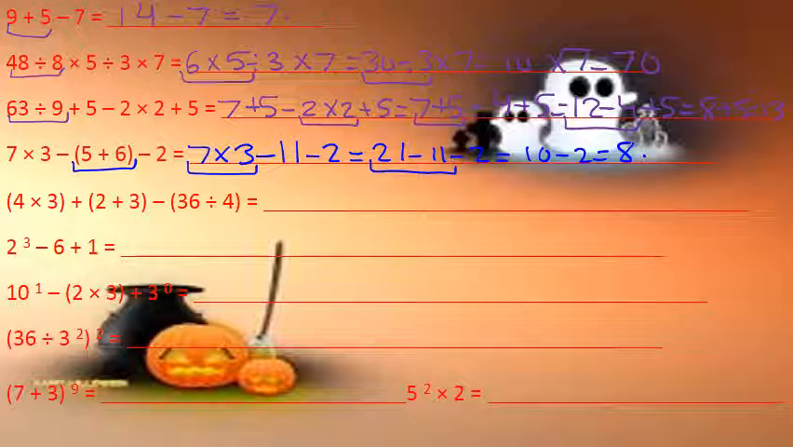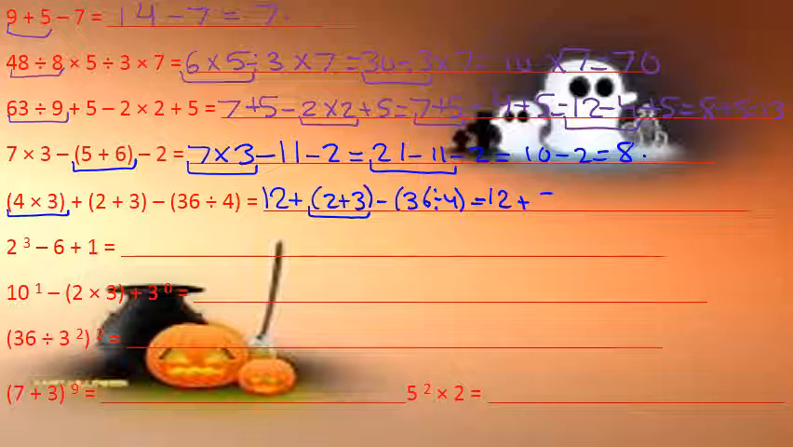Here we have 3 parentheses. We don't get rid of these 3 parentheses in the same step, so we start from left. So first we have 4 times 3. 4 times 3 is 12 plus 2 plus 3 in a parenthesis minus 36 divided by 4 equal. We get rid of the second parenthesis. 12 plus 5 minus 36 divided by 4 equal. We get rid of this parenthesis, so we write 12 plus 5 minus 36 divided by 4 is 9.